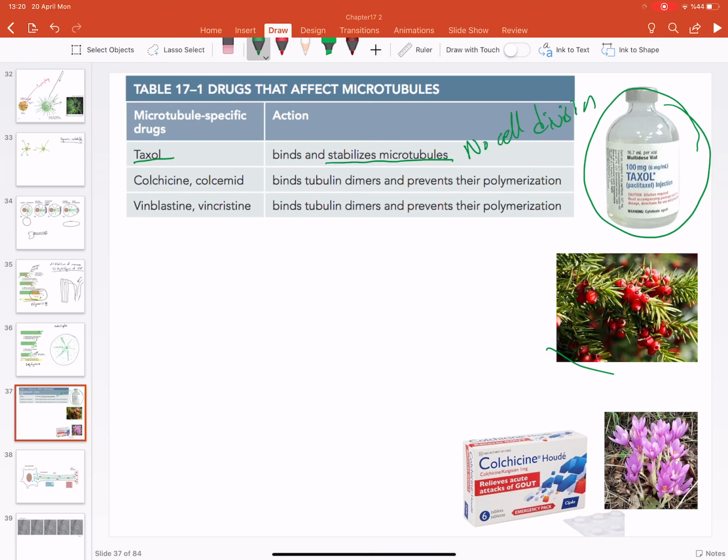Well, by the way, paclitaxel, Taxol is... Oh, something is happening. Okay, I need to stop it.